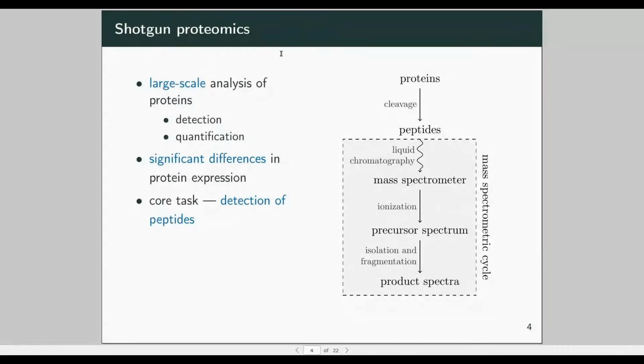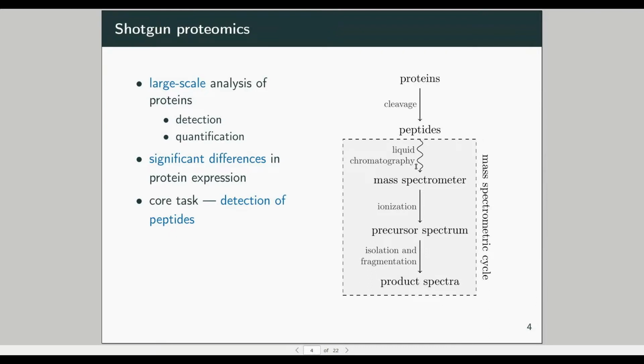Yeah, so these are rather routine tasks which the proteomics does, and such samples are typically also analyzed for a variety of biological conditions, and then one does statistical analysis of the protein expression and sees whether some proteins are upregulated or downregulated, and then the person can actually start to think what's going on in the biology. So because of how shotgun proteomics works, the core task is actually detection of peptides, as the proteins are not detected directly.